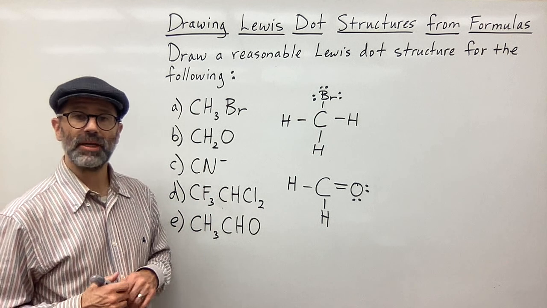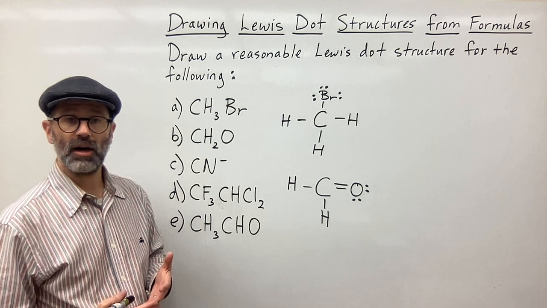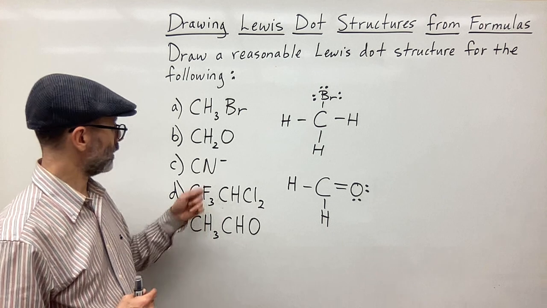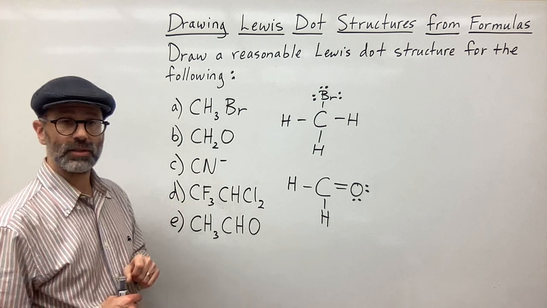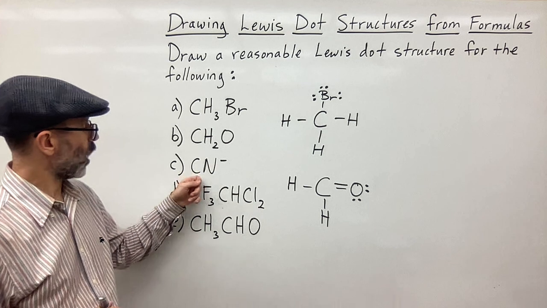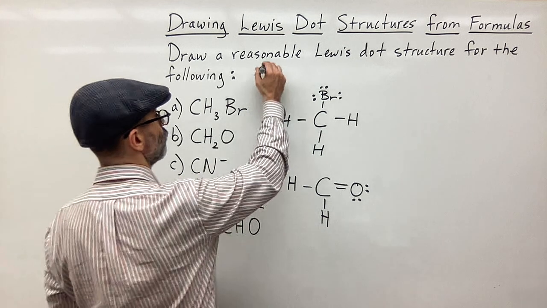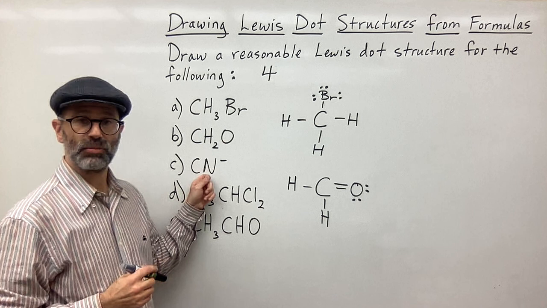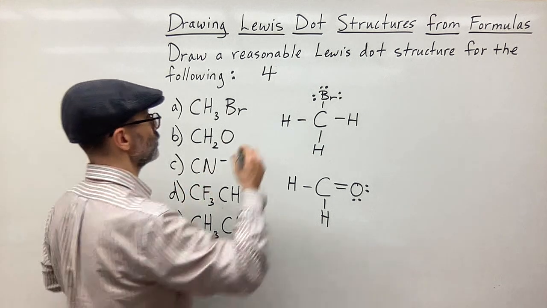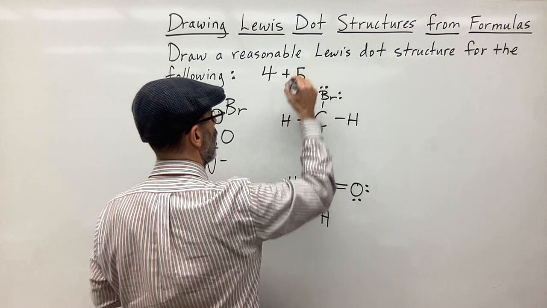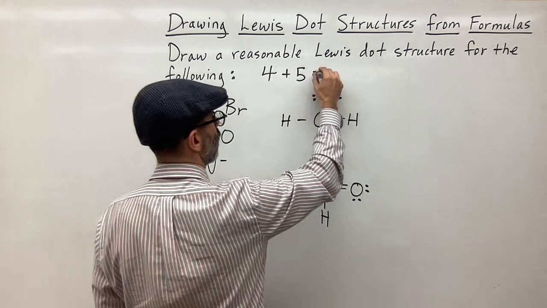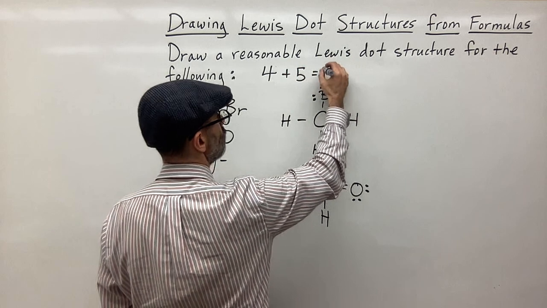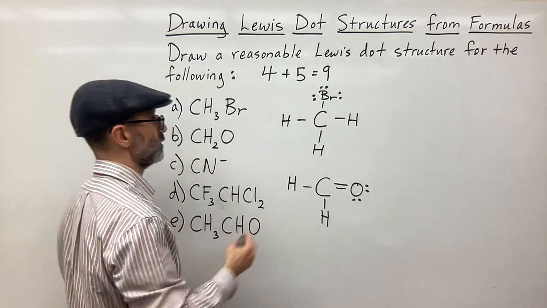So the first step is to get the total number of valence electrons for our substance here. So again, carbon is in group 4, so it has 4 valence electrons. Nitrogen is in group 5, so it has 5 valence electrons. So we have a total here of 9 electrons.